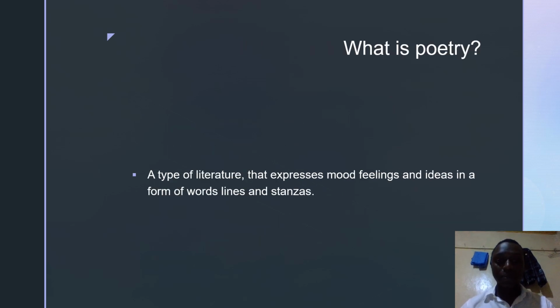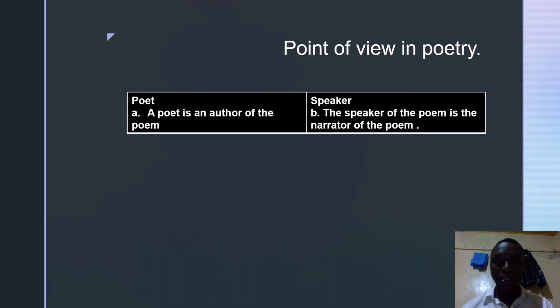What is poetry? It's a type of literature that expresses mood, feelings, and ideas in a form of words, lines, and stanzas. Who is the point of view in poetry? There is a poet and there is a speaker. A poet is the author of the poem, and the speaker is the narrator of the poem. Those are the points of view in a poem.